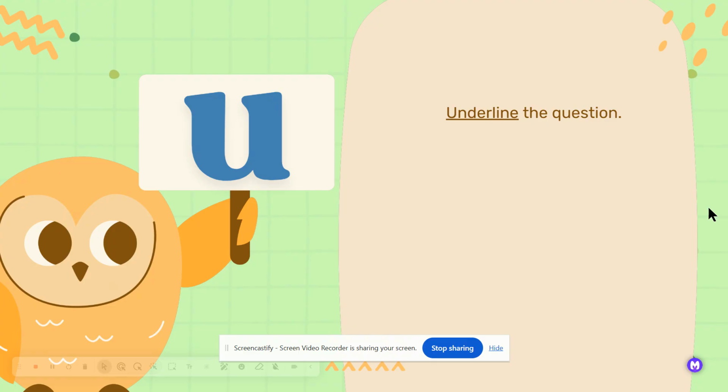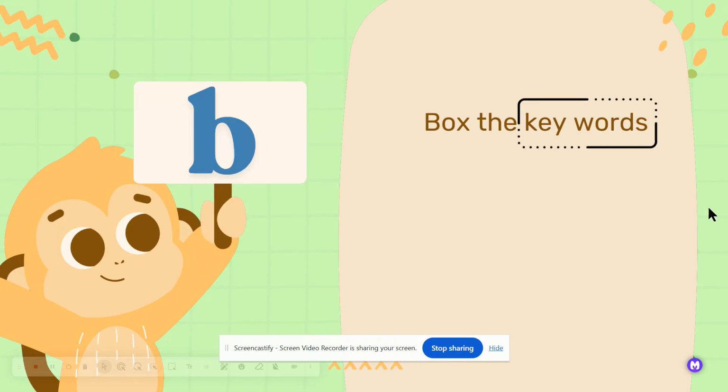The next letter is B. B in C.U.B.E.S stands for box the key words. Key words are any of the words that are going to help us understand the problem and how to solve it. Key words can be words that are telling us to add, subtract, multiply, divide, greater than, less than, equal to.